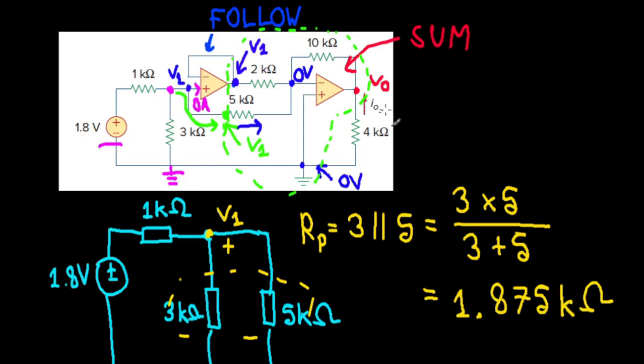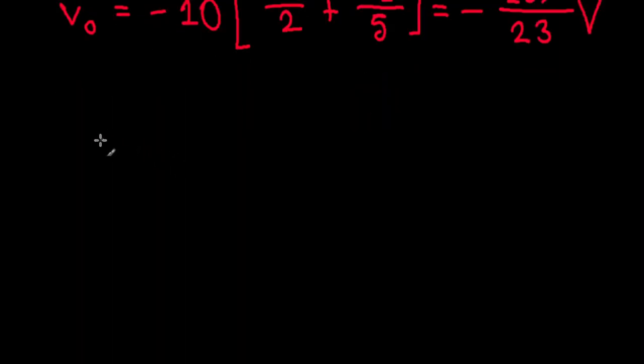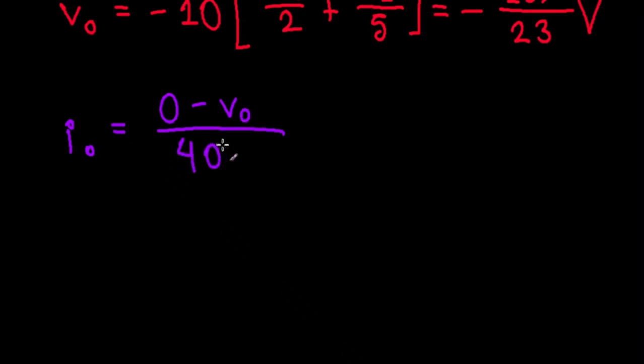What we need to find is this current right here. That's pretty easy. The voltage across this is 0 minus the output, and that's divided by 4 kilo ohms, that's the resistance. So our output current is going to be equal to 0 minus the output voltage divided by 4 kilo ohms, or 4000.